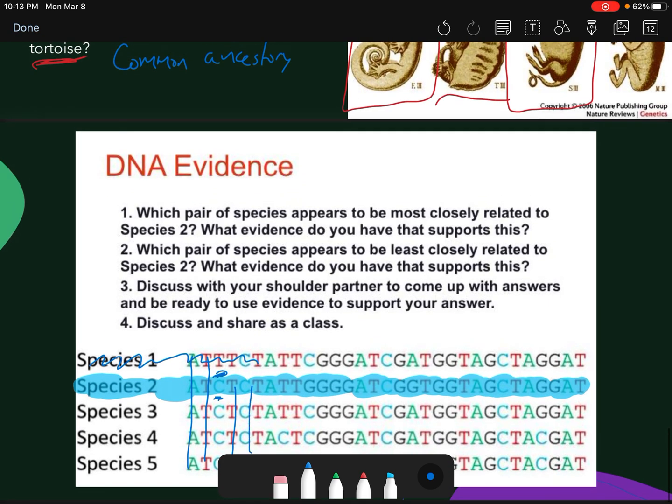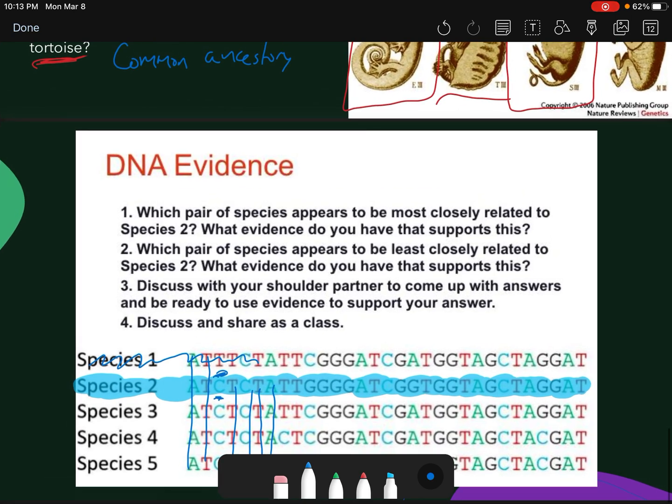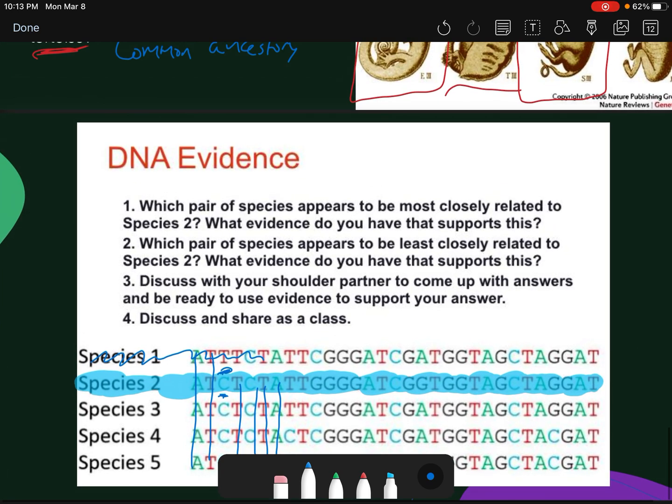So all T's, all C's, all T's, all A's, and then all of a sudden we get 2 C's in species 4 and 5. So here, but 2 T's in species 2 and 3. Okay, so species 2 and species 3 are going to be more closely related to each other than species 2 would be to species 1, species 4, or species 5. Okay.